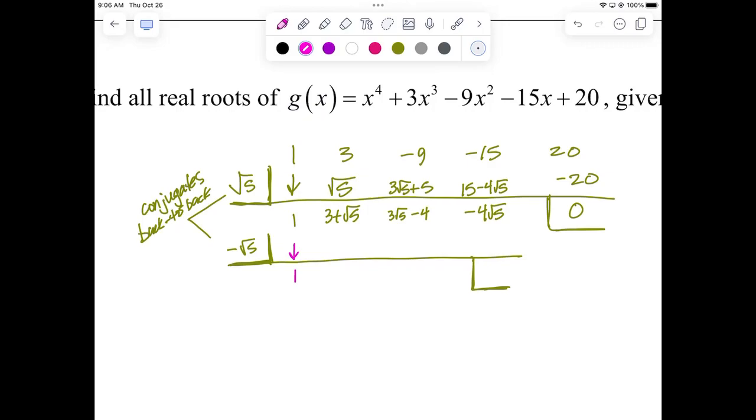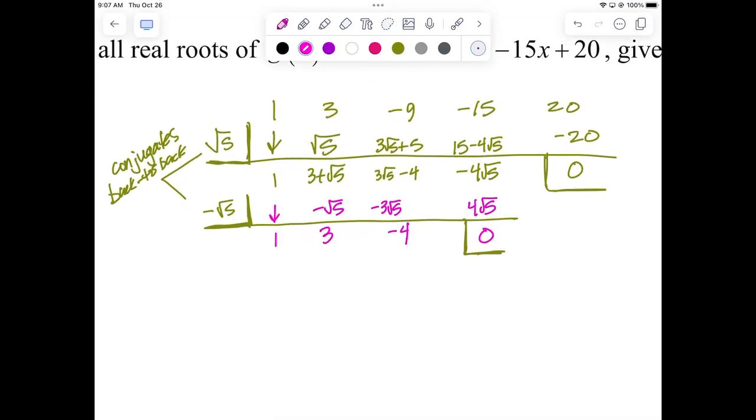Bring down the 1 and multiply, and you get negative square root of 5. What happens to your radicals now that you have done the conjugate back to back? What happens here with the square root of 5s? They subtract out, and you're just left with 3. Oh my gosh. What's 3 times the negative square root of 5? Negative 3 square root of 5. What happens with your radicals? They cancel, leaving you at negative 4. And if you multiply, you get positive 4 square root of 5. What happens to your radicals? They cancel. If you do your conjugates back to back, your radicals should cancel on that next iteration. Okay? It's kind of a checkpoint right there.